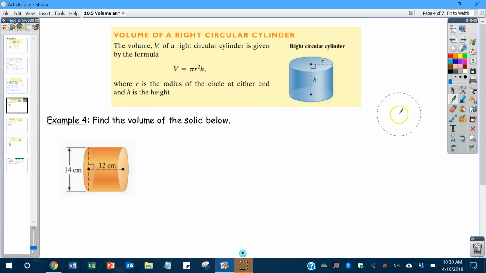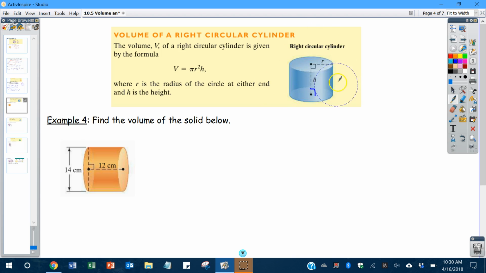Okay, we got more formulas. We can look at a right circular cylinder. Now a cylinder has a circle for the base and it's a certain height. What makes it a right circular cylinder is that there's a right angle that can be made. If you connect the top and the bottom, it makes right angles. So that's a right angle. That's a right angle down there too.